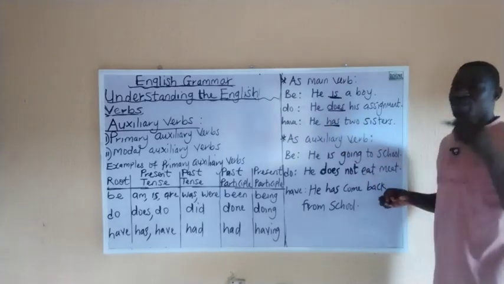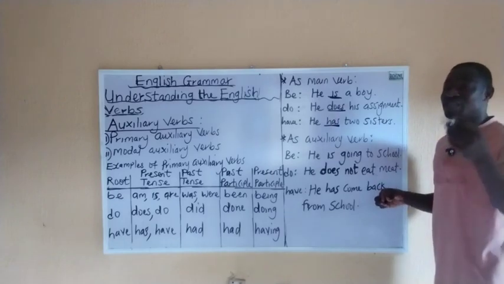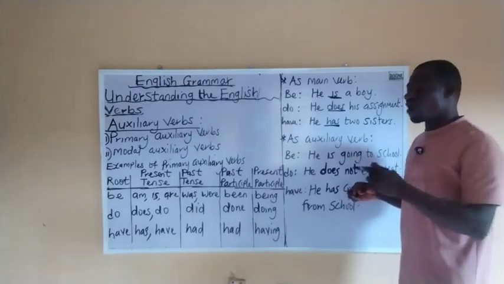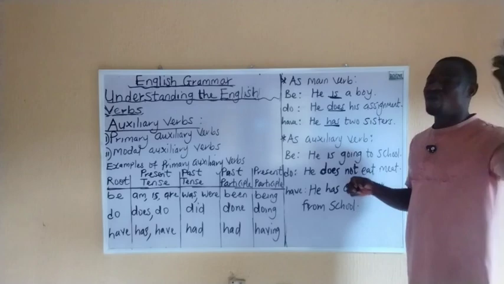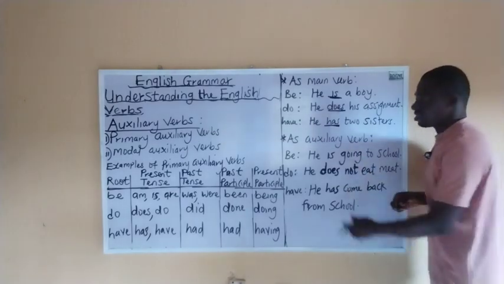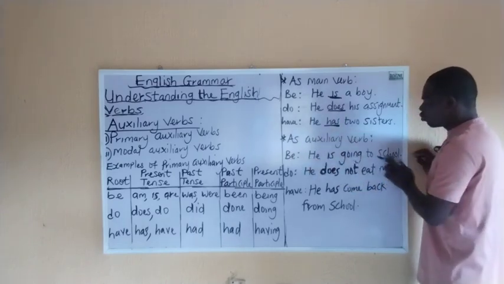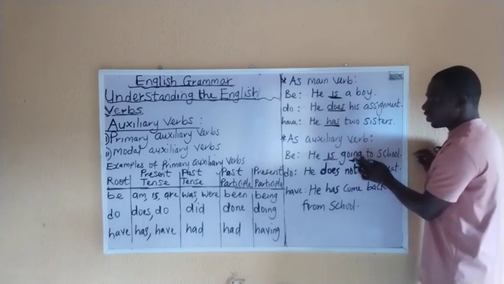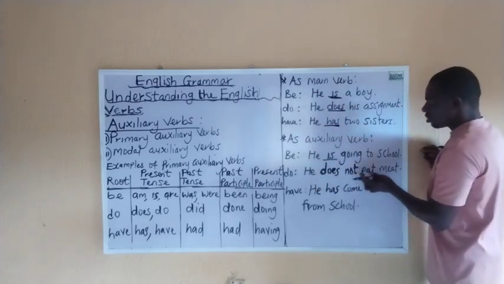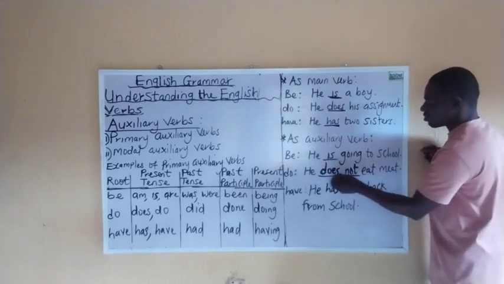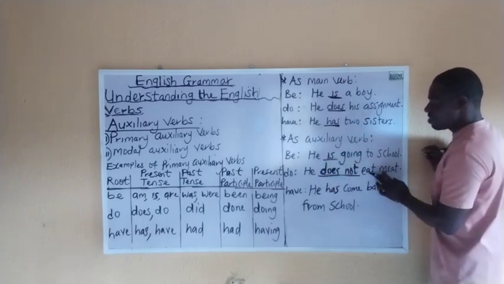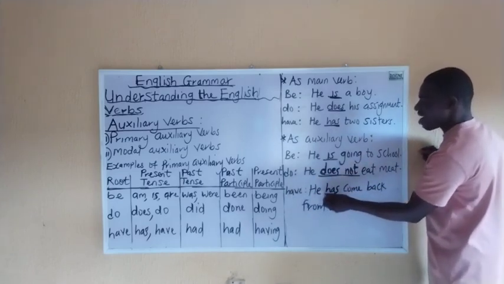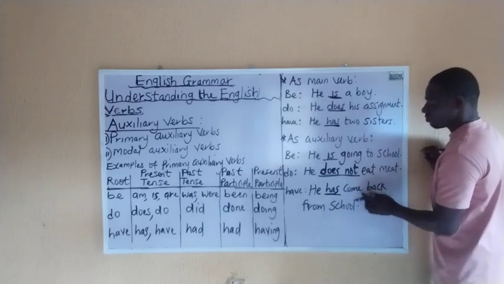Okay, fine. The primary auxiliary verb can also act as an auxiliary verb in a sentence. In other words, act as a helping verb. Let's see examples. Let's look at the verb be. He is going to school. Is here is acting as auxiliary verb, helping the main verb going. Do. He does not eat meat. Does not is acting as auxiliary verb, assisting the main verb eat. Have. He has come home. Has here is acting as auxiliary verb, helping the main verb come.